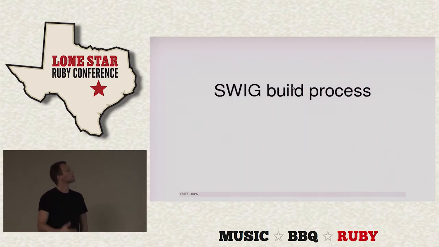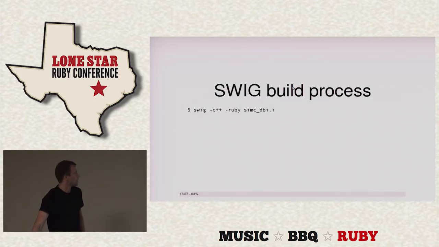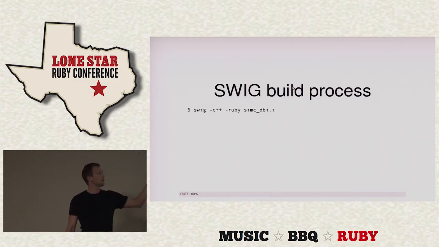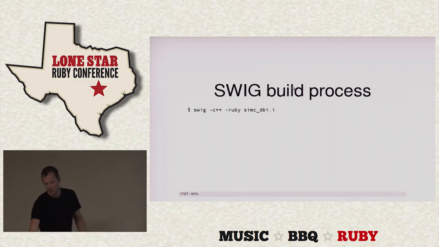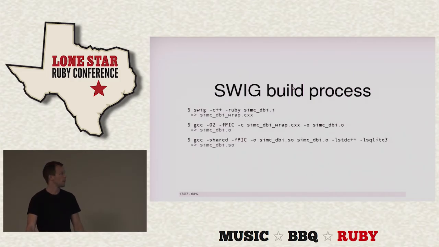All right, so when you're building a Swig module, what happens? I just wanted to throw this up for a little information. You just run the Swig command and you tell it, hey, this is going to be C++, not C, Ruby, and you pass it the interface file, and it's going to make a C++ file that has the wrapper description and the interface description in there. Compile that into a .o file, link that into a shared library, and then you require SimC_DBI, and it'll load it up.